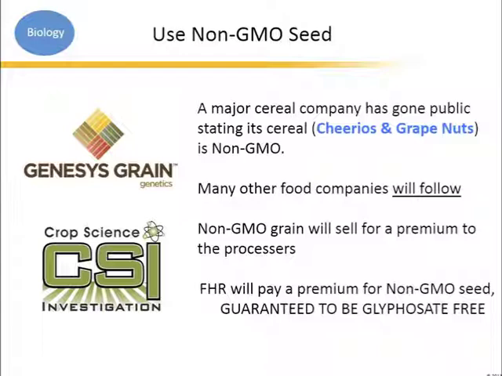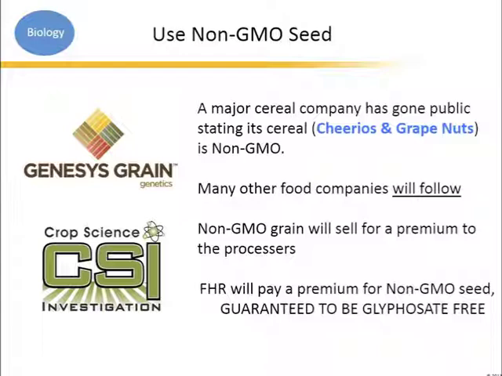We have the cereal companies that have gone public, basically Cheerios, Grape-Nuts. Those are two products that are coming out of this world. I think there's going to be many to follow, good or bad, whether we like Chipotle's or not. They're trying to go down this process.